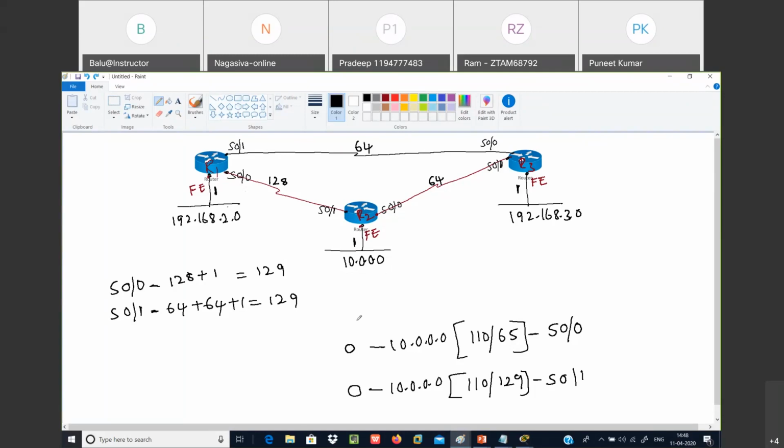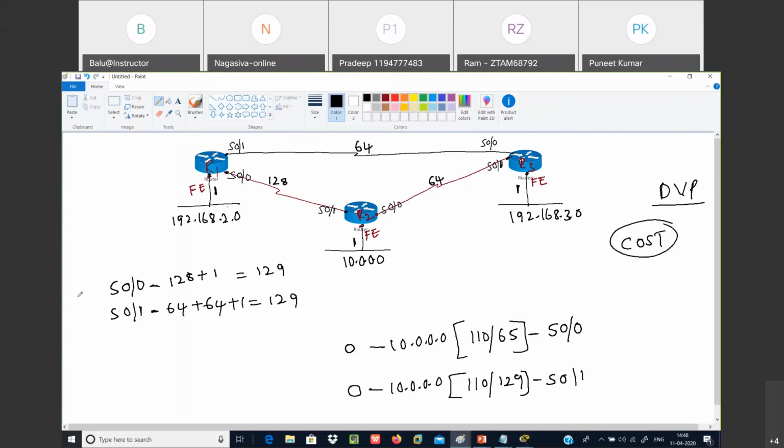So let's talk about hop count. The hop count only comes under what? RIP protocol only. Hop count is considered only in distance vector protocols. OSPF will never consider the number of hops. OSPF will always find the best path based on what? Cost.